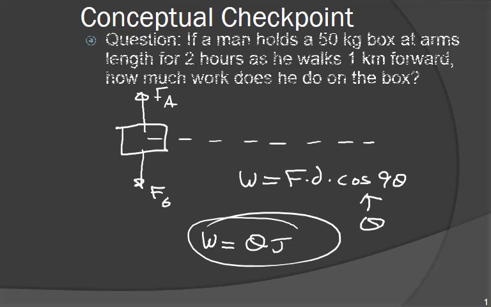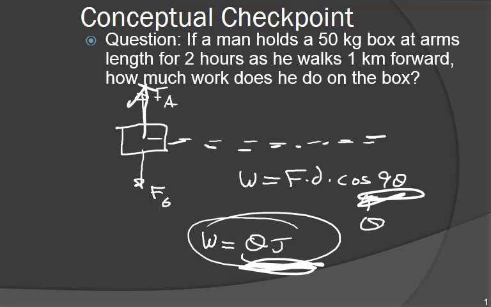All right, so this is the classic example where you have a force going straight up. The displacement is at a 90-degree angle. Therefore, there is no work done. Even though they're exerting a lot of energy within their muscles and everything, there's no mechanical work done.